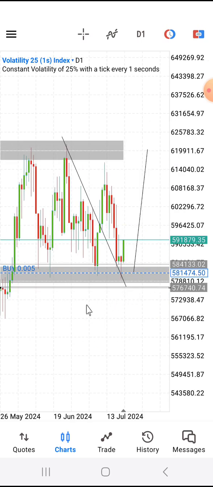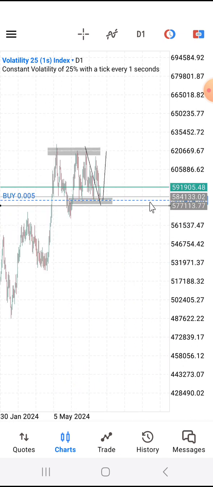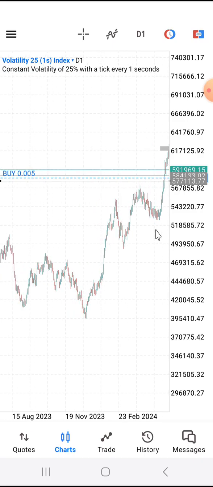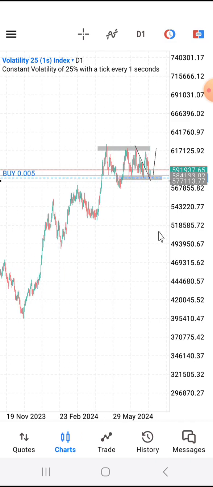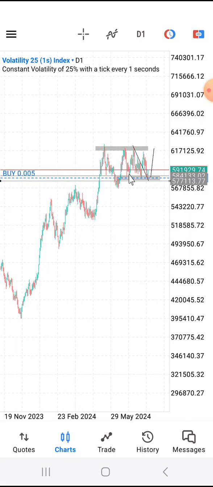So if you go to the daily time frame, you realize that the market is following the same uptrend, making a series of higher highs and higher lows. All right, so you can just see it's higher high, higher low, higher high, higher low. And then here you could see the market is ranging. So first of all, the market is in an uptrend. So what you have to look out for is an opportunity for buys.